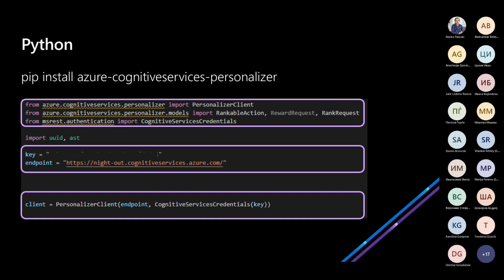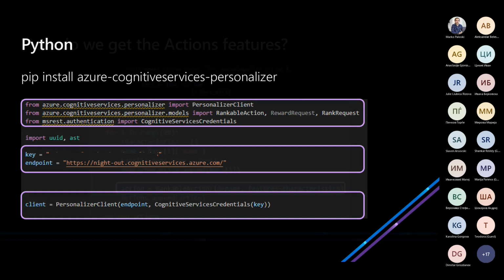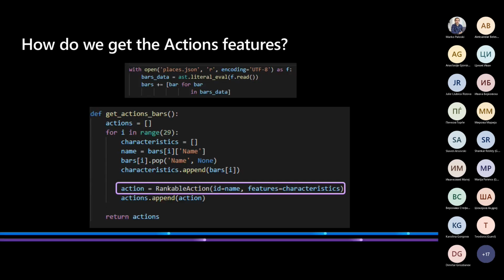All right, so that was pretty much it. Now we can start seeing how we're going to give the data that we have from the user and from the actions back to the Personalizer to get started and to get our top ranked recommendations. All right, so this is the first part.